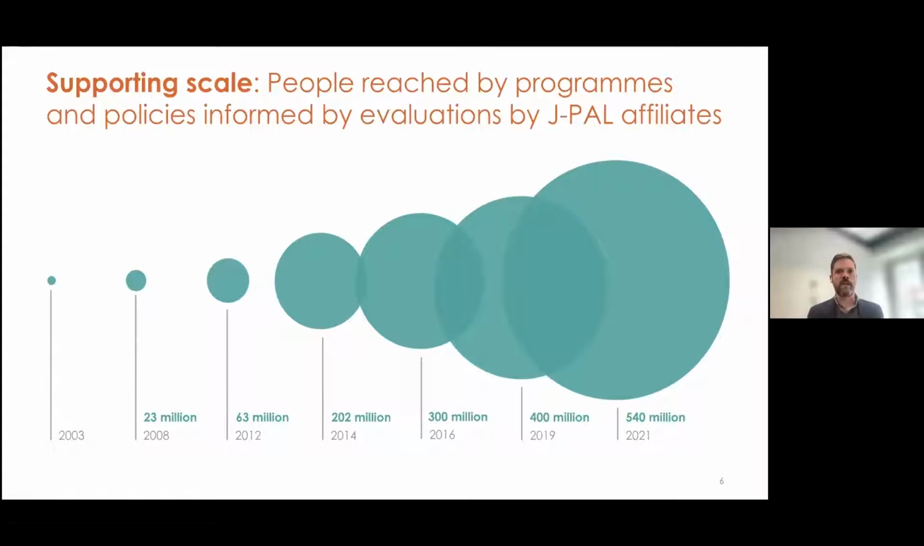So here you see on this slide just a visual representation of how people have been reached by programs and policies that were informed by evaluations led by the JPAL network. So programs or policies that were actually scaled up after an evaluation was run. Often many evaluations were run showing evidence of impact. And that's the kind of work that we'd like to bring with others to the humanitarian sector, and that we'll be talking about today.